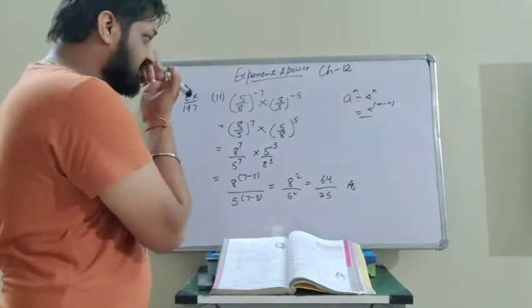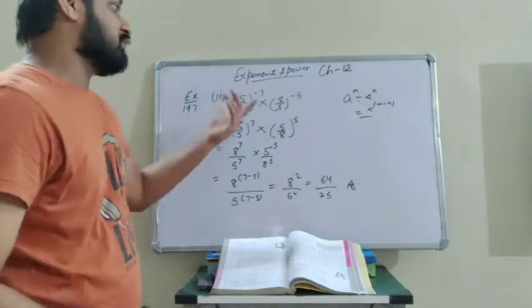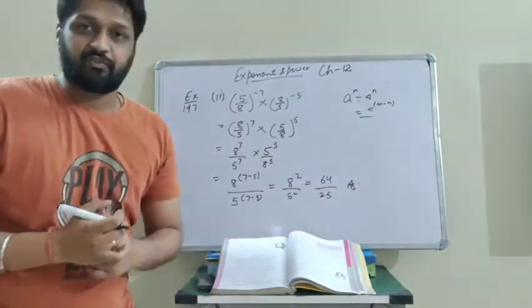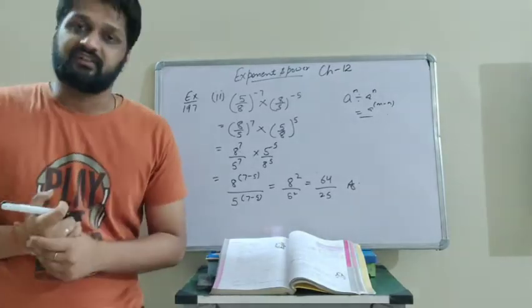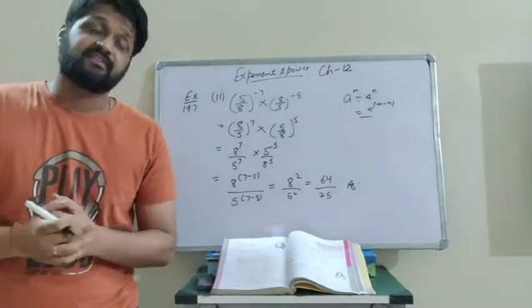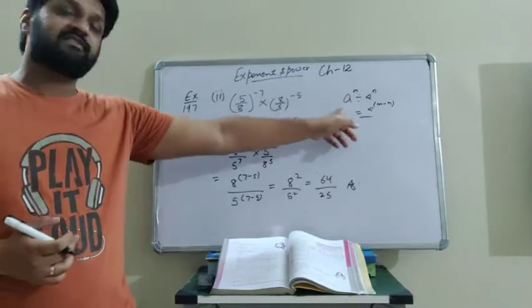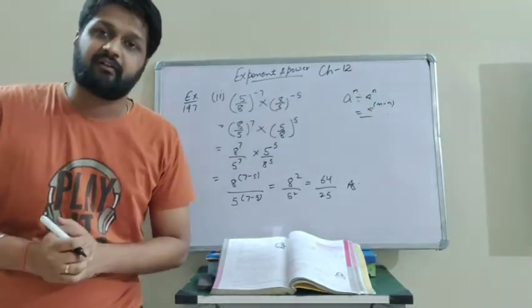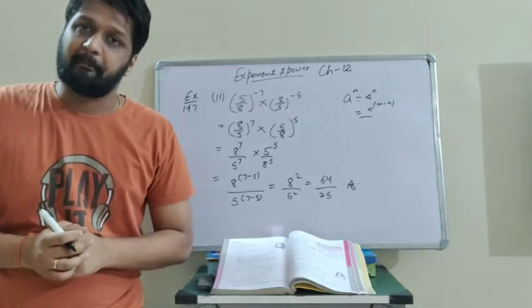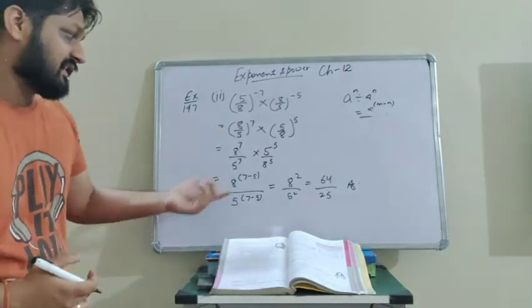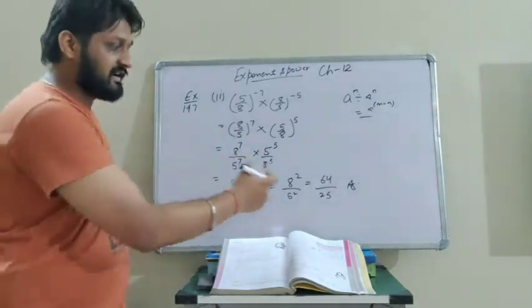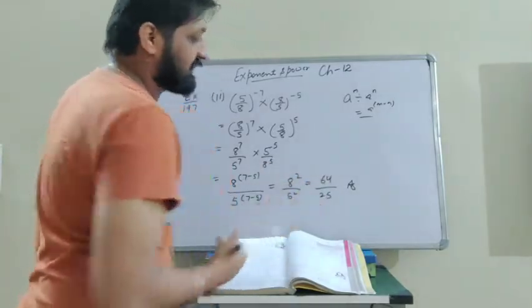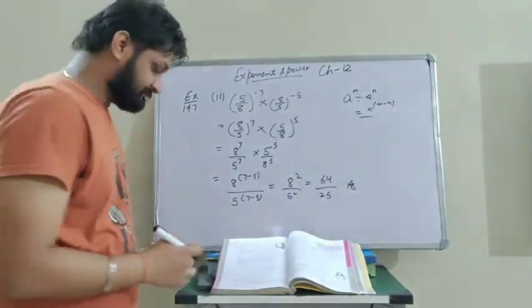So see what we have done in this. First of all, we converted the negative exponent to a positive exponent by taking the reciprocal of the number, and after that we applied the law of exponents: a raised to the power m divided by a raised to the power n gives a raised to the power m minus n. Then the rest is the simplification part. 8 square is 64, and 5 square is 25.